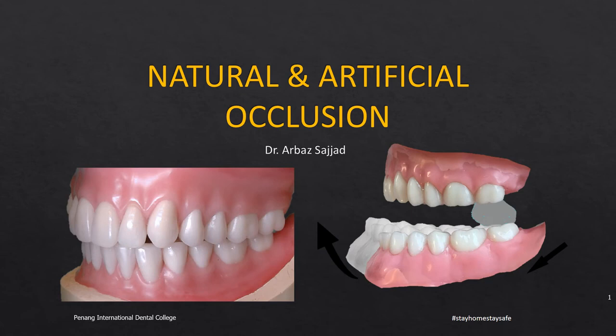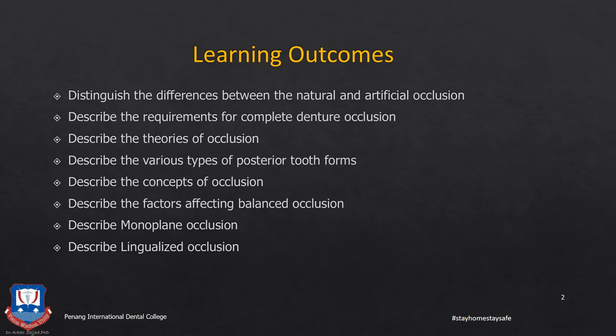Hello, hi everyone. The topic of today's lecture is natural and artificial occlusion. By artificial occlusion, we'll be talking about occlusion in complete dentures. Moving on to learning outcomes, you're expected to distinguish the difference between the natural as well as artificial occlusion.